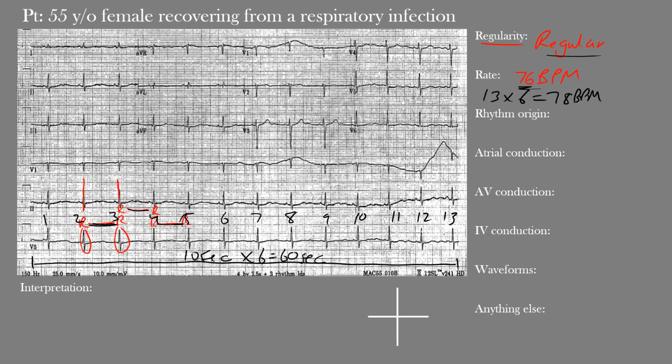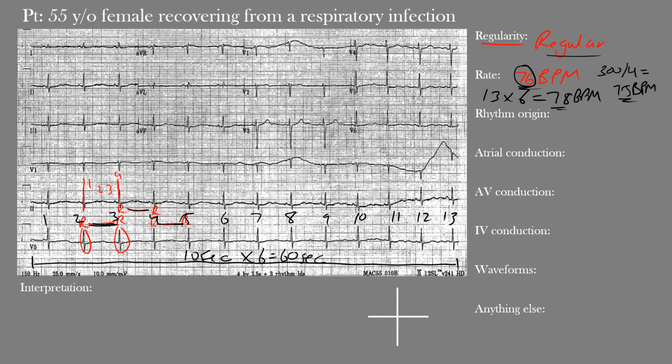And the number of thick lines between it is 1, 2, 3, and it's 4, okay? So there's 4 thick lines between it. So you do 300 divided by 4, and that gives you 75 beats per minute. Okay, so 75 and 78 is what we got. The actual one is 76, so that's quite a great estimate that we got. Okay, so regular rhythm, heart rate about 76 beats per minute.